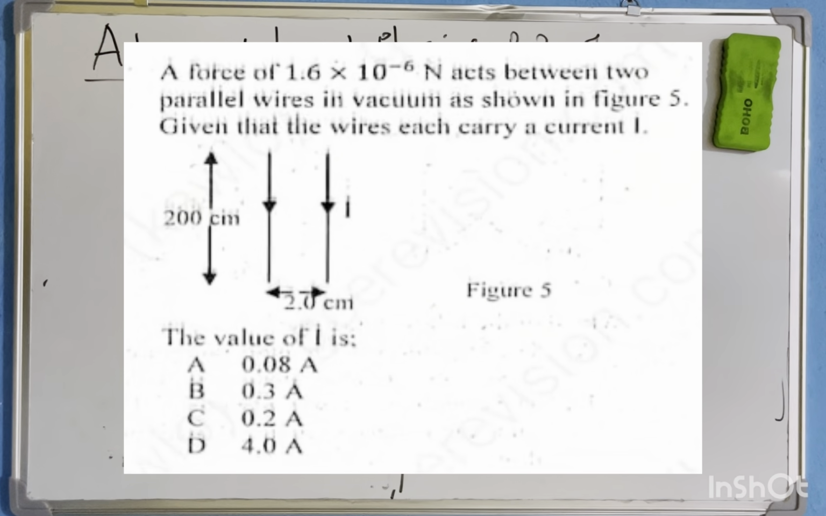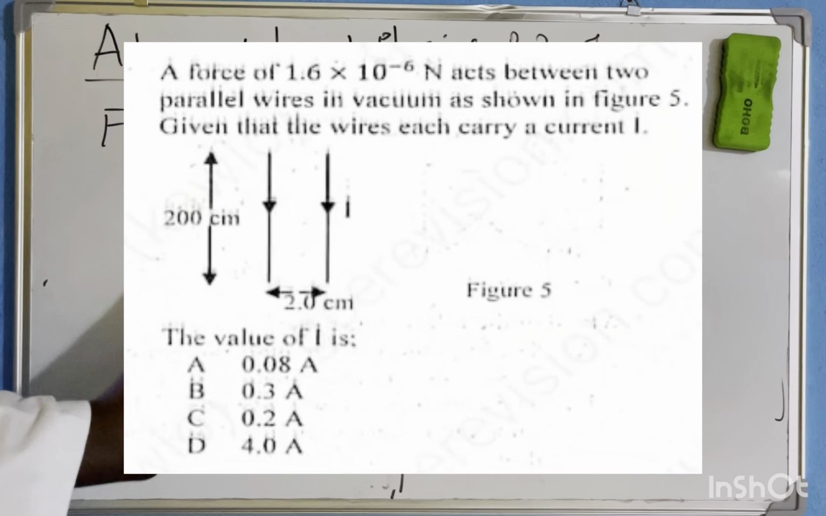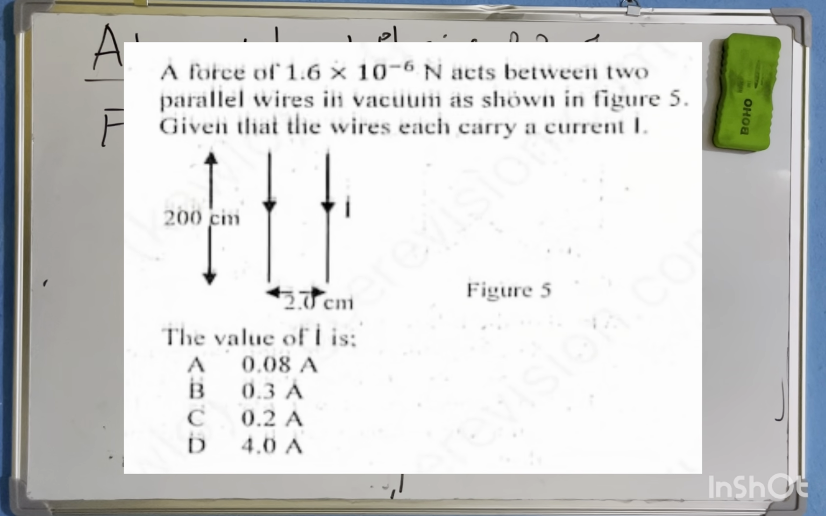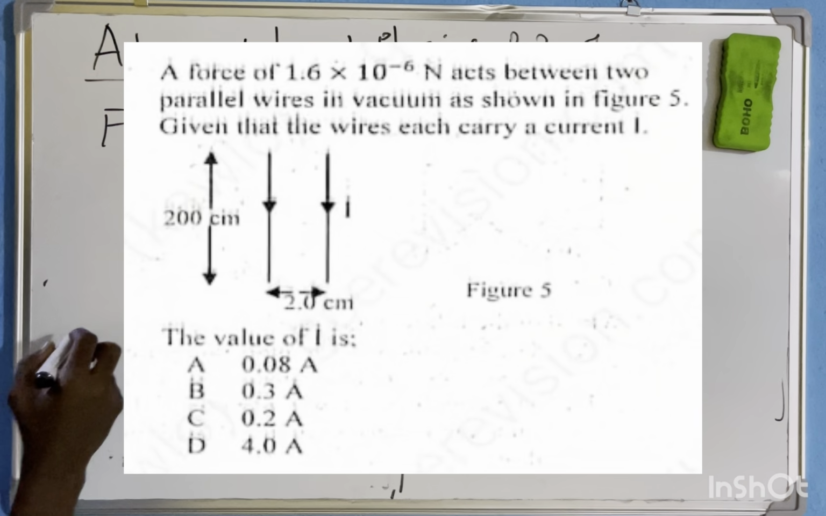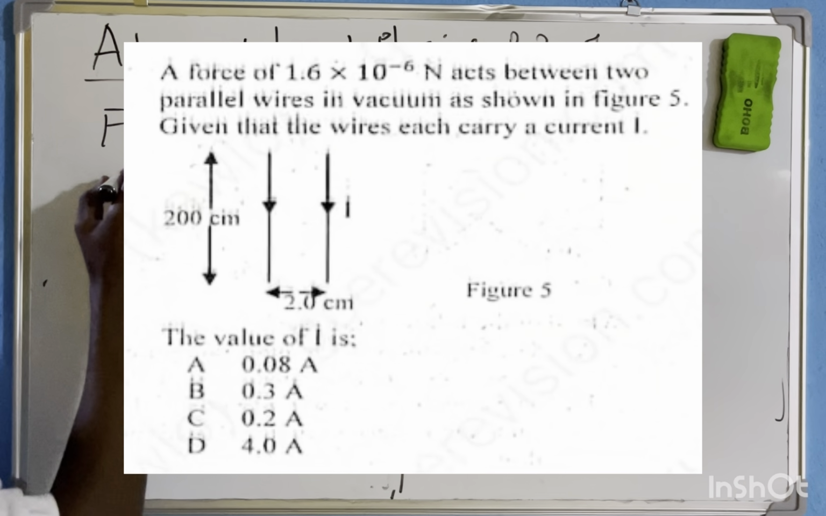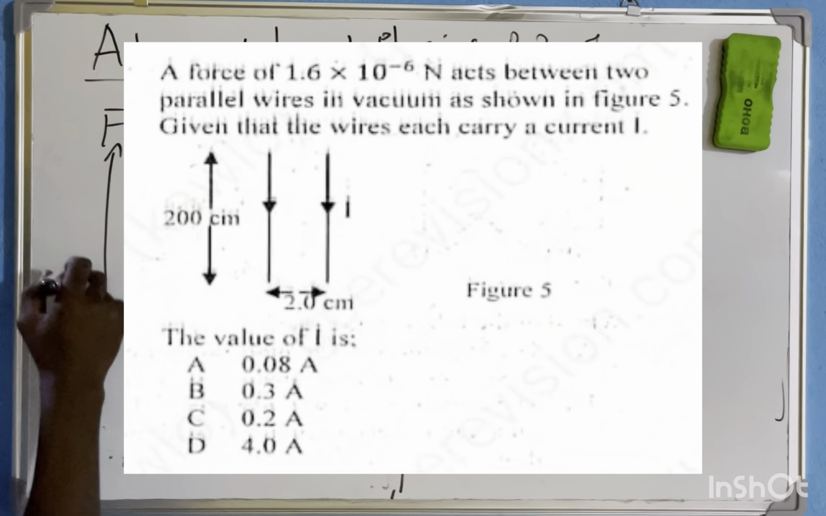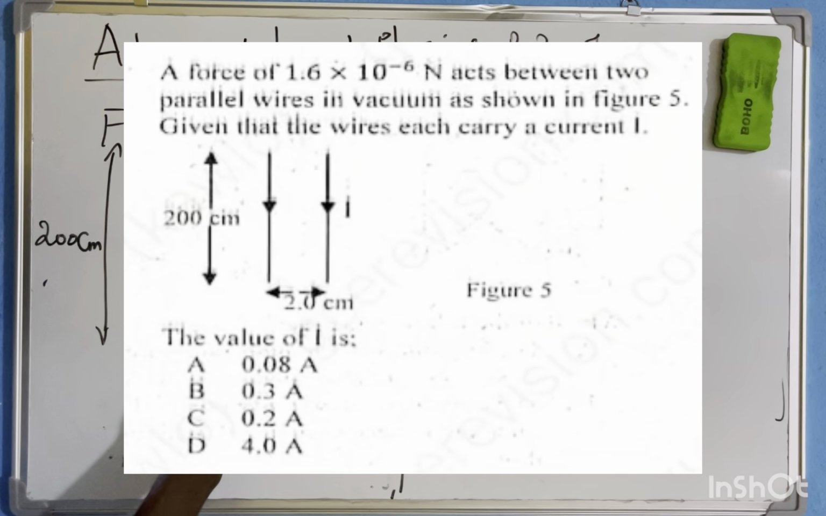Okay, this question here is talking about two wires. A force of 1.6 times 10 to the negative 6 Newton acts between two parallel wires in vacuum, as shown in figure 5, given that the wires each carry a current. We have two wires like this, each carrying current in the same direction, and the length of the wire is 200 centimeters. The distance separating the two wires is 2.0 centimeters.